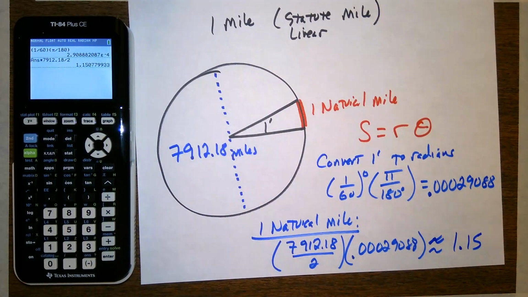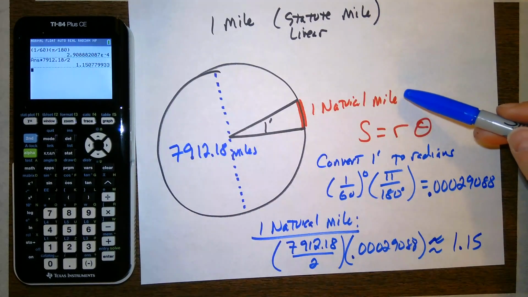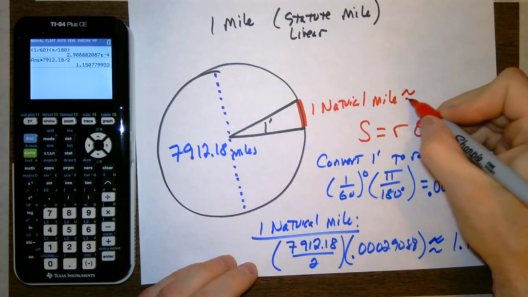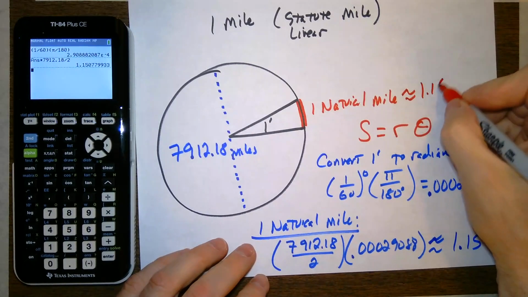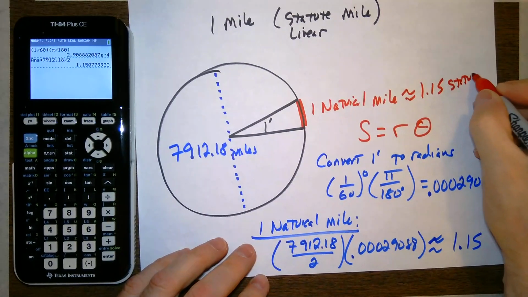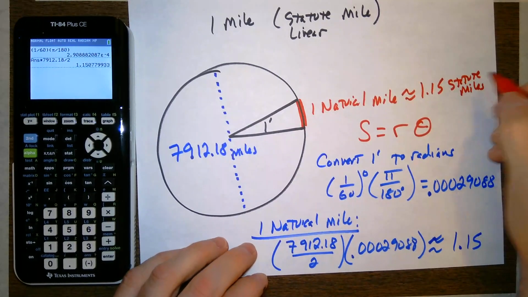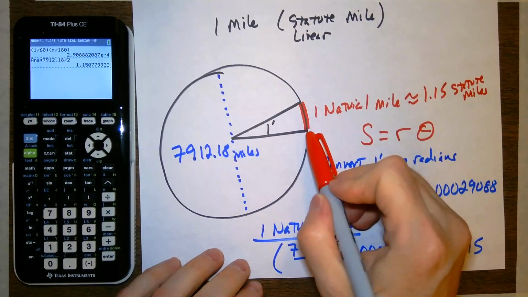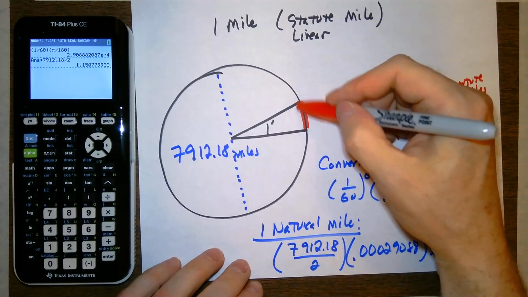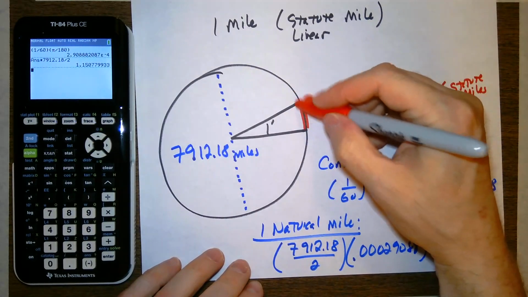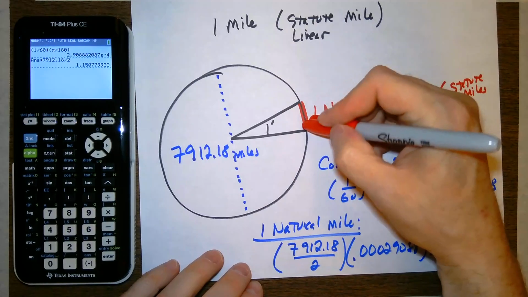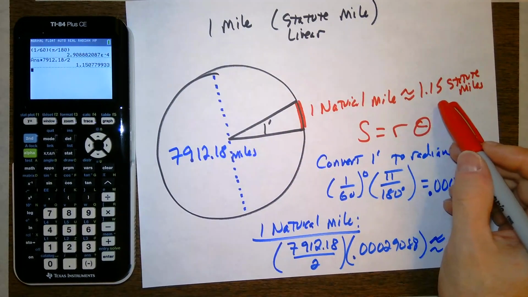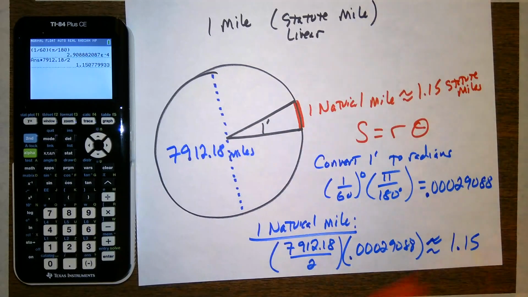So what does this mean? This means that 1 nautical mile is approximately the same thing as 1.15 statute miles, linear miles, flat miles. So the nautical mile is a lot longer because it's curved. If I drew a chord here, a chord connecting these 2 points, that would be 1 mile long. But the curve is a little bit longer. So a nautical mile is just a little bit longer than a statute mile.